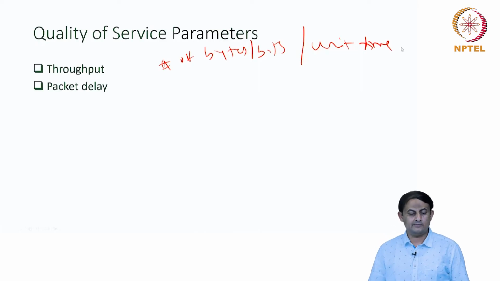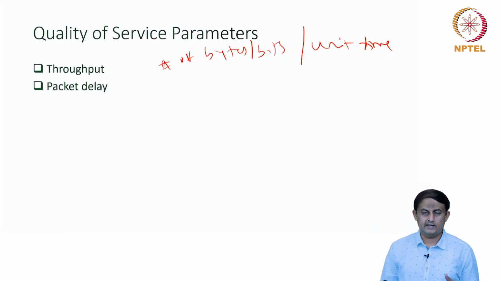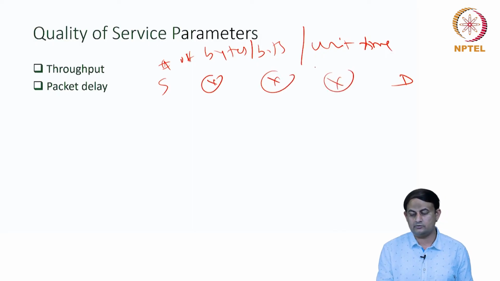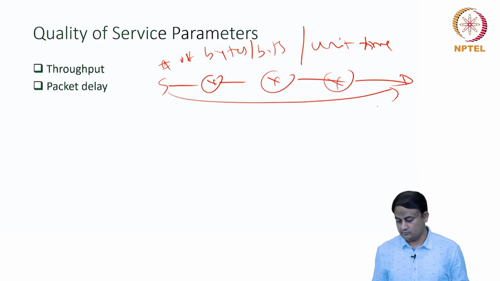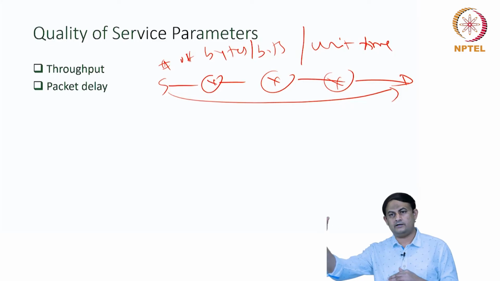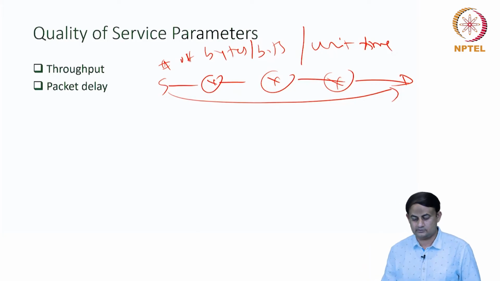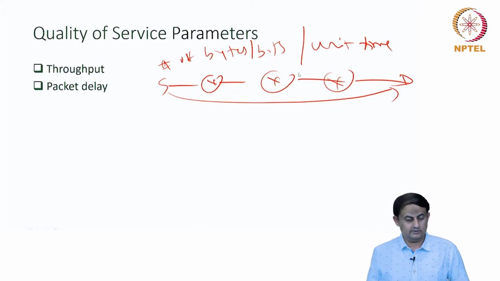The second parameter is the packet delay. This packet delay is an end-to-end delay. From the source to the destination, you are traversing through a bunch of intermediate nodes. What is the maximum delay that the network can take to deliver the packet from the source to the destination? That is called the packet delay. Using that also you can specify the quality of service requirement.